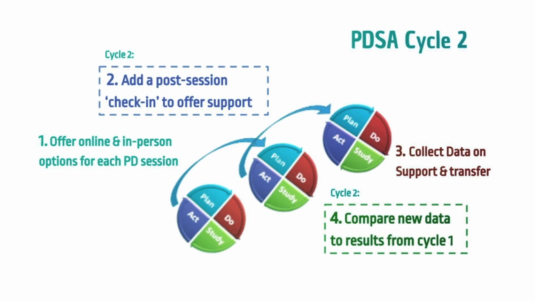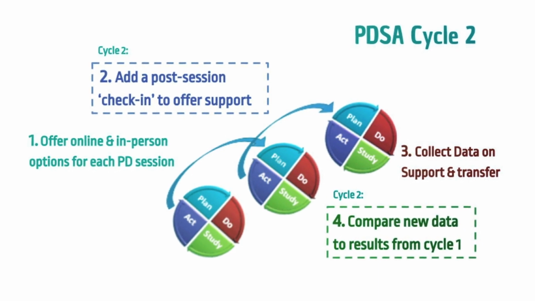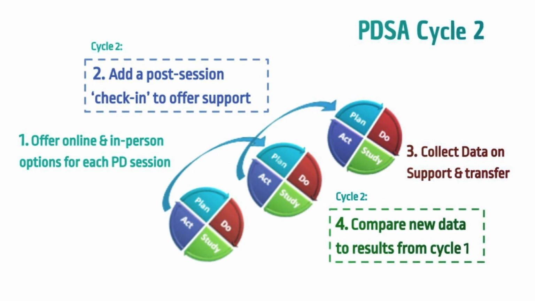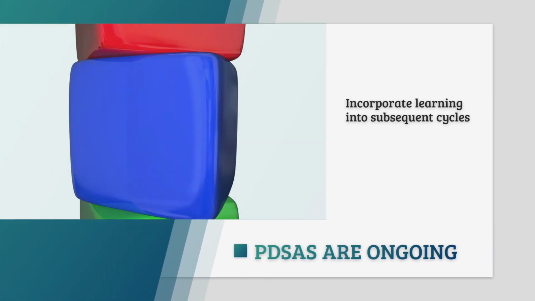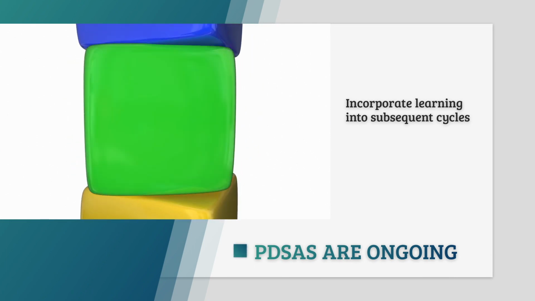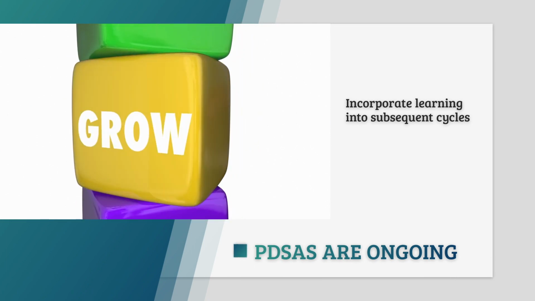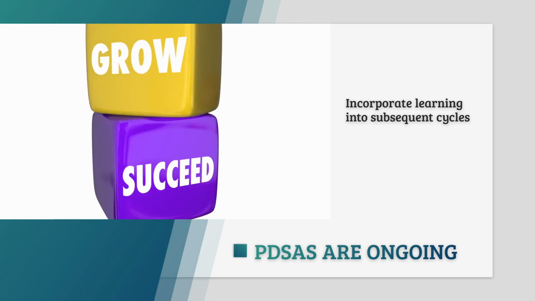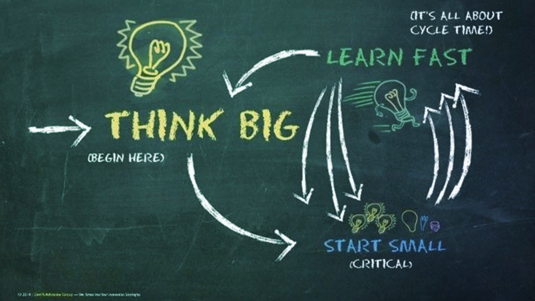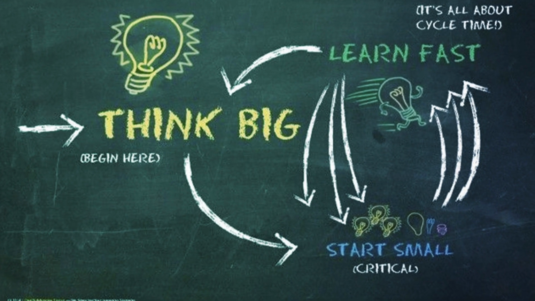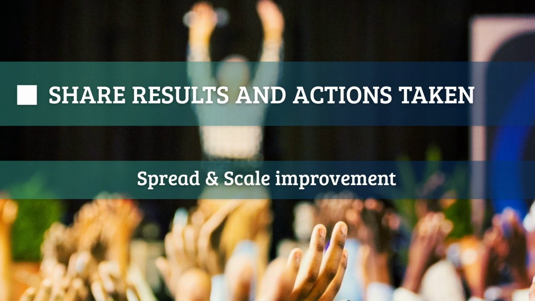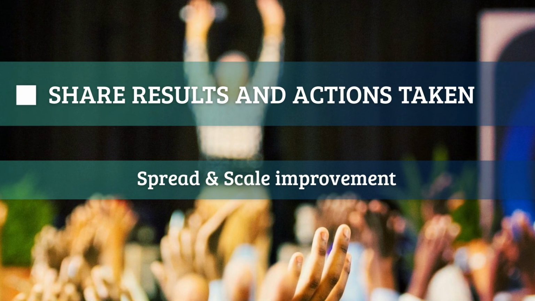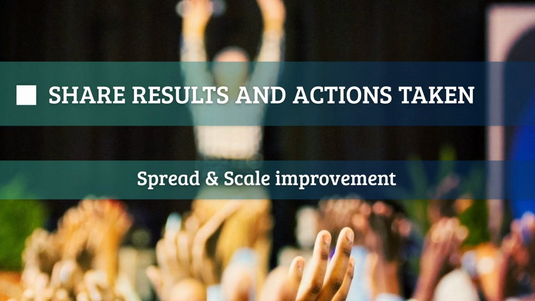In the PD example, the team might do the PDSA again, but this time offer follow-up support for those who attended the online session. In this way, PDSA cycles are ongoing. They build upon each other as we incorporate what we learned from the previous cycle into the next iteration. We think big, start small, and learn fast. It's important to share results and actions of PDSAs so that others are able to learn from your trials and improvements can be spread and scaled.